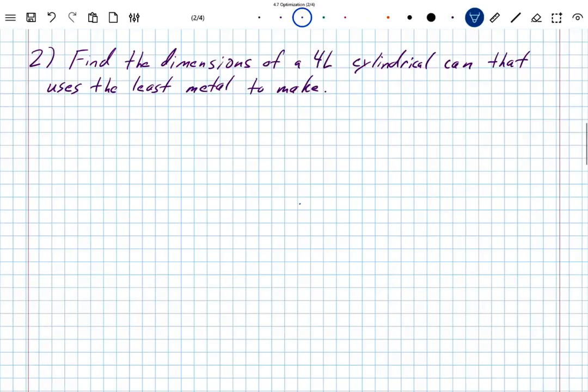Let's do another optimization problem. Each one brings its own little tricks and quirks and geometries, so at first you just got to do a few and try to catch on to the patterns as we go. So find the dimensions of a 4-liter cylindrical can that uses the least metal to make.